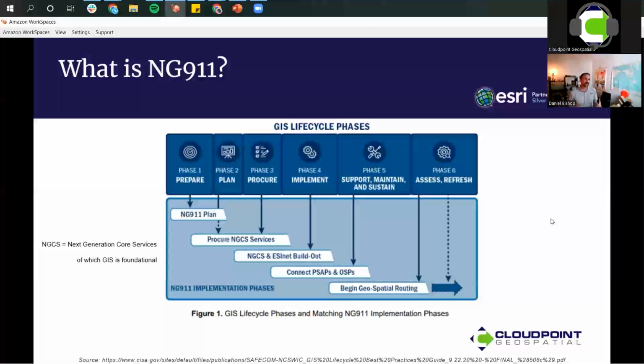Right now, where we're situated with this lecture, where it's a bit more useful, is in that phase of procuring the next generation core services through the build out phase, where we need to maintain E911 functionality, because that's what our dispatchers are using, while also building out our next generation GIS data set.